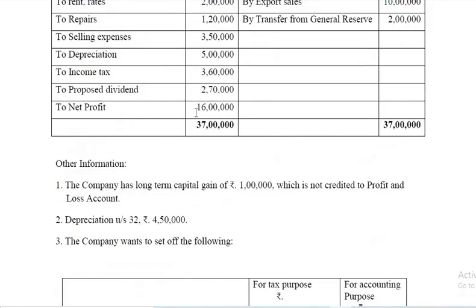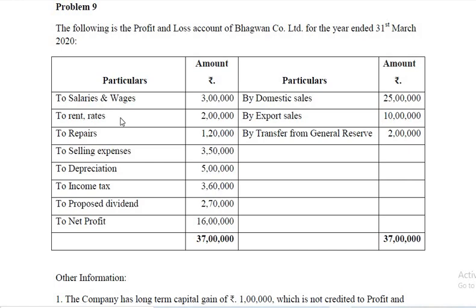So let me take you again to the problem. Here, what are the items to be added to net profit? Even in the calculation of book profit, the starting point is net profit. I already told you about this in the earlier problem. Several problems we already solved. So net profit is the starting point even in the computation of book profit, 16 lakh. So what are the items to be added?